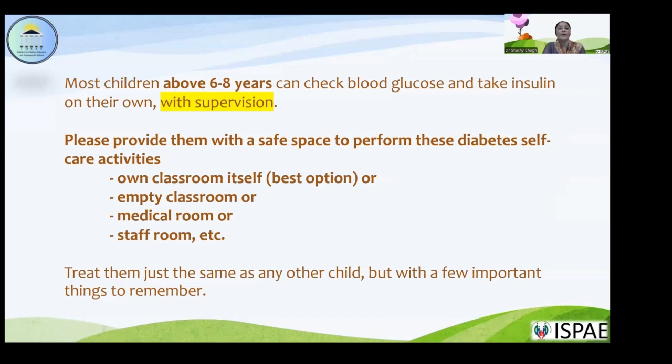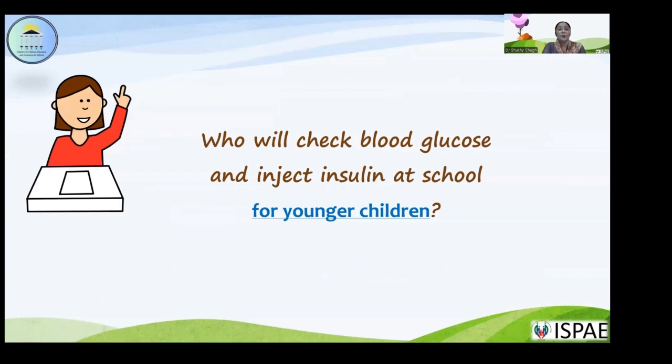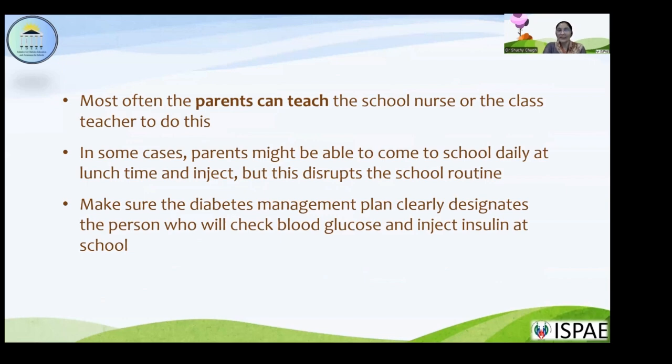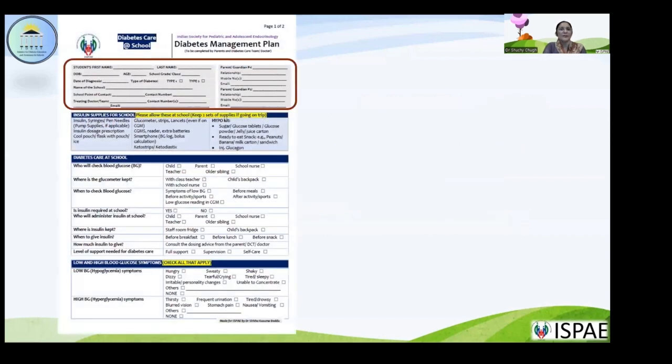Treat them just the same as any other child, but with a few important things to remember. It is very important to decide who will check blood glucose and inject insulin at school for younger children. Most often, the parents can teach the school nurse, or even class teachers can do this. In some cases, parents might be able to come to school daily at lunchtime and inject, but this disrupts the school routine. Make sure the diabetes management plan clearly designates the person who will check blood glucose level and inject insulin at school, and if needed, who will inform the parents.